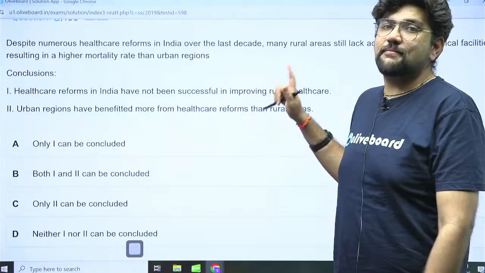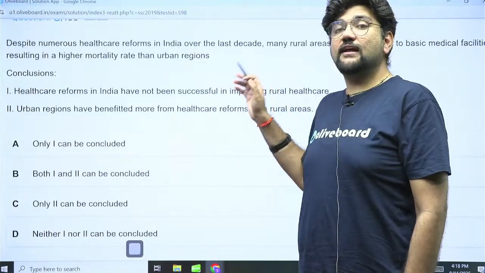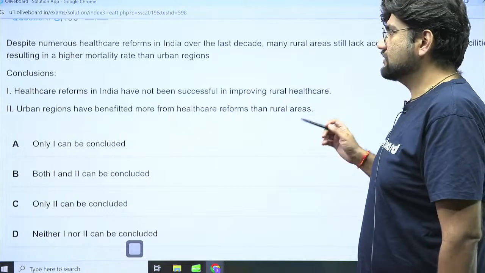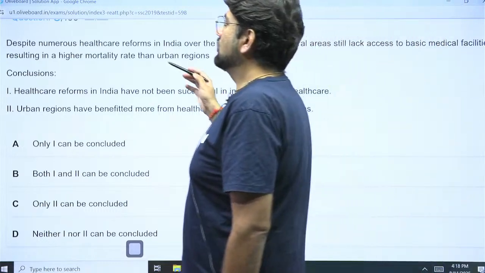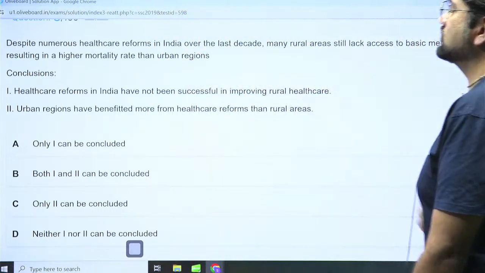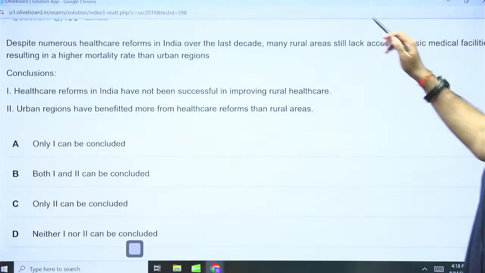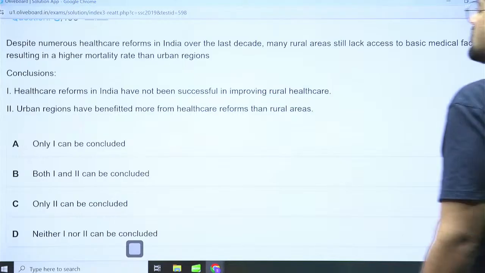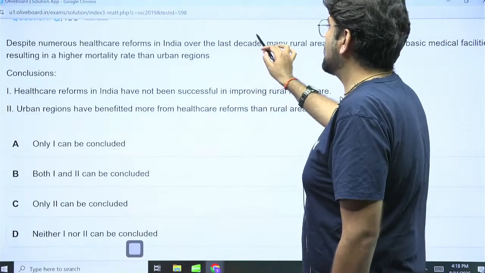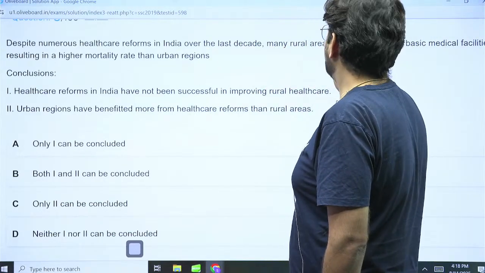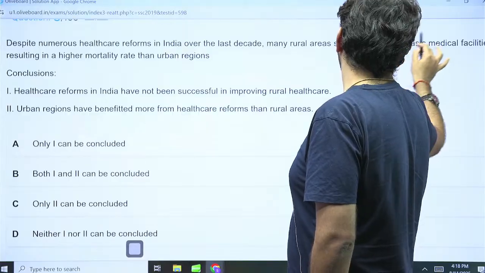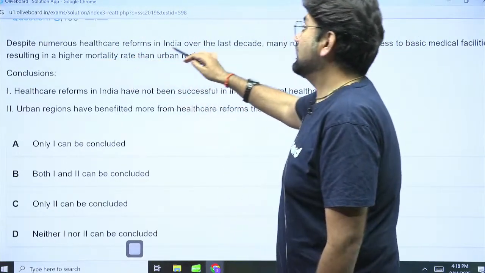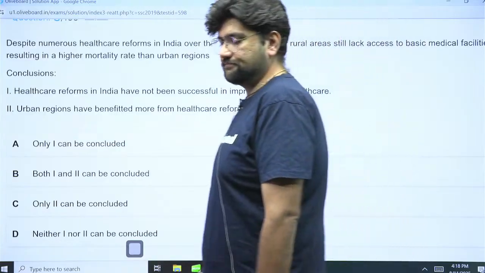These questions were common in banking exams, and these are also common in railway examinations, but never in SSC. But now they have asked in steno exam. Okay, despite numerous healthcare reforms in India over the last decade, read it carefully, you're going to get into a trap here. Despite numerous healthcare reforms in India over the last decade, many rural areas still lack access to basic medical facilities, resulting in a higher mortality rate than urban regions.